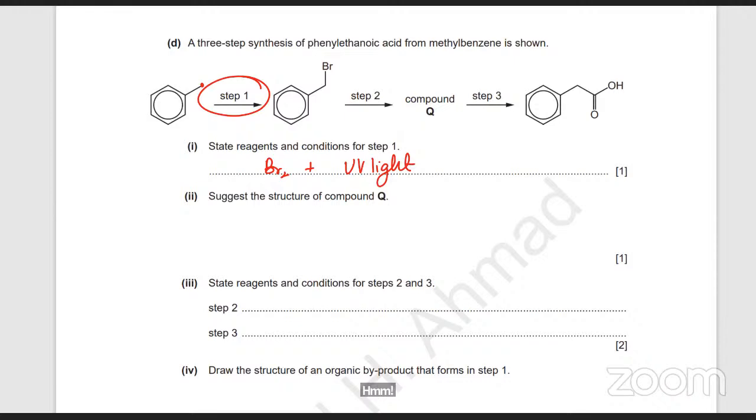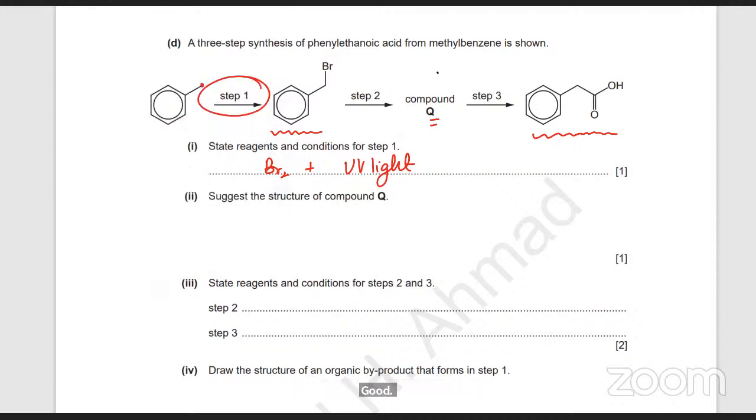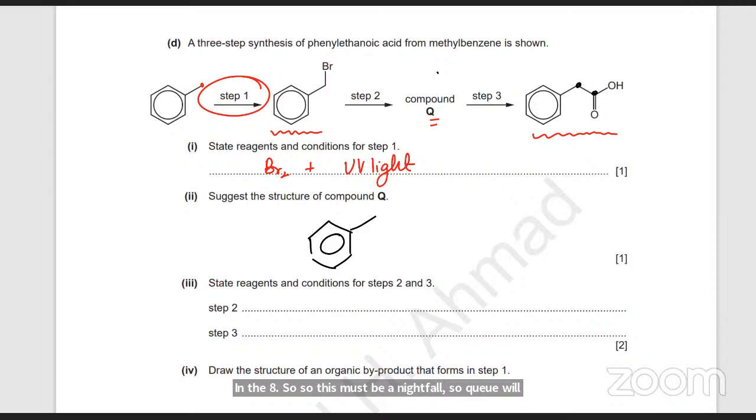नेक्स्ट वन इज कि यू ऑफ कोर्स सजेस्ट द स्ट्रक्चर ऑफ कंपाउंड Q. Q क्या है, व्हाट इज Q? Q के रिएजेंट्स क्या हैं बताओ ना? इसको देखो, इट्स दिस इज अ नाइट्राइल. ठीक है, दैट इज अ नाइट्राइल. हाउ डिड यू फिगर आउट इट्स अ नाइट्राइल? एक्स्ट्रा कार्बन कन्वर्टेड टू कार्बोक्सिलिक. हां, लेकिन कार्बन चेन इंक्रीजेस, राइट? सो this must be a nitrile, so Q will be what? So instead of Br over here, you'll have a CN. Okay, so this carbon, you now have a CN.